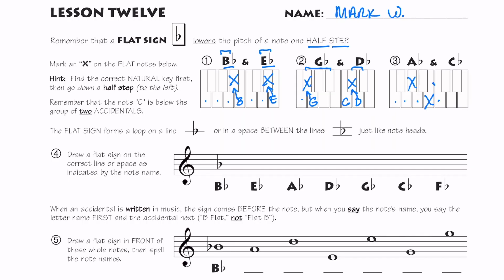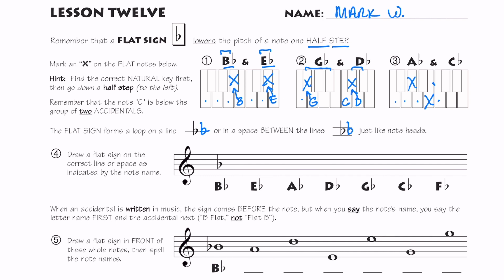And I'll show you what that's about when we learn sharp signs, because you can name a note a flat, and it can also be a sharp. I'll get to it later. All right, so a flat sign forms a loop on a line. So it goes around that line right there, or it's in the space, just like we write notes.